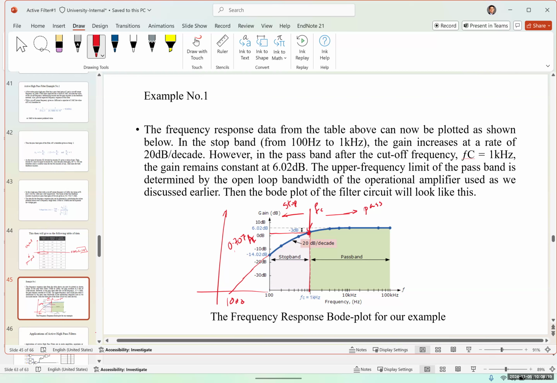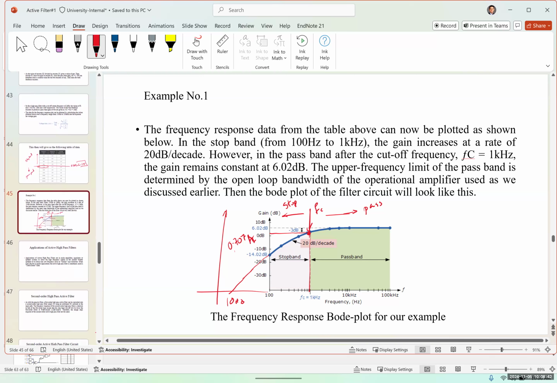So anything after the 1 kilohertz, the gain remains constant at 6.02 dB, or the gain is 2. The upper frequency limit of the pass band is determined by the open loop bandwidth of the operational amplifier used, as we discussed earlier. And the plot looks like this.